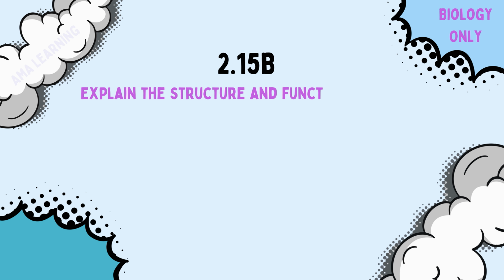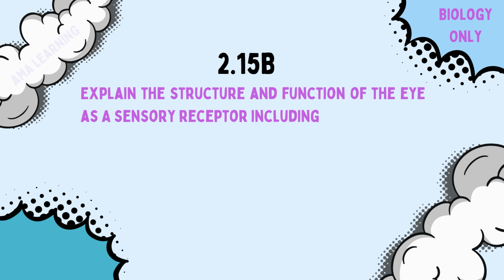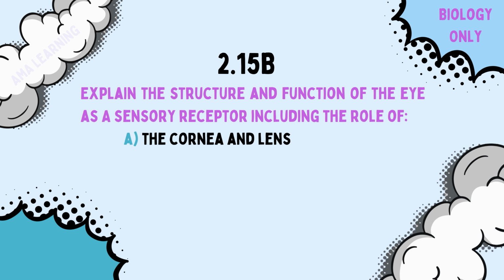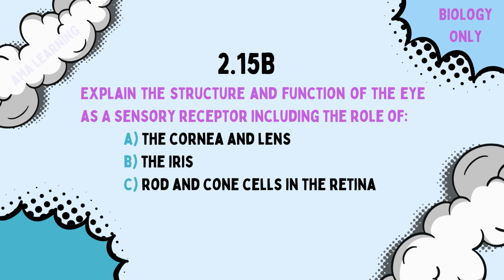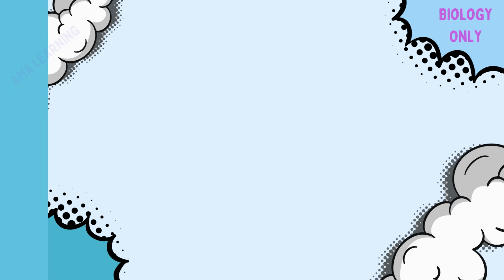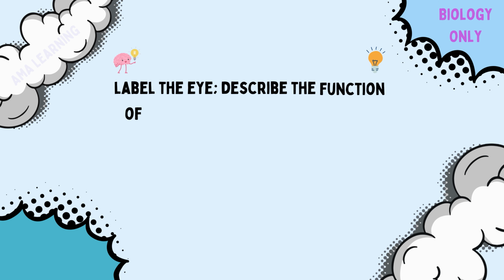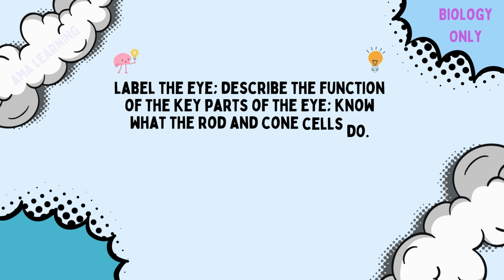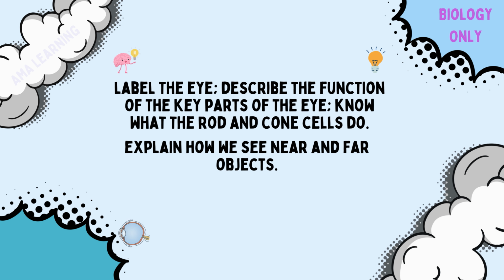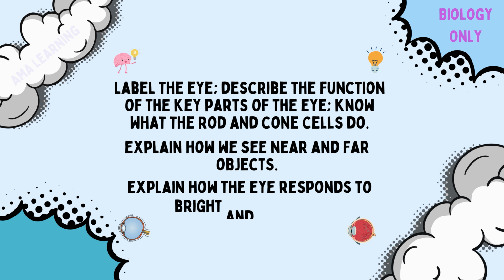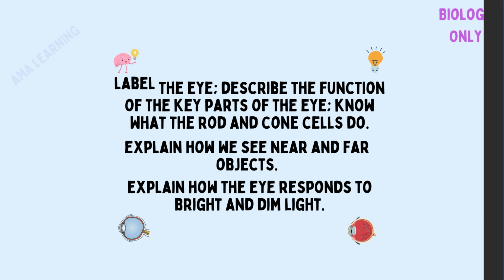Specification point 2.15b: Explain the structure and function of the eye as a sensory receptor, including the role of the cornea and lens, the iris, rod and cone cells in the retina. This is a biology-only specification point. To successfully answer any GCSE questions linked to this specification point, you will need to be able to label the eye, describe the function of the key parts of the eye, know what the rod and cone cells do, explain how we see near and far objects, and explain how the eye responds to bright and dim light.